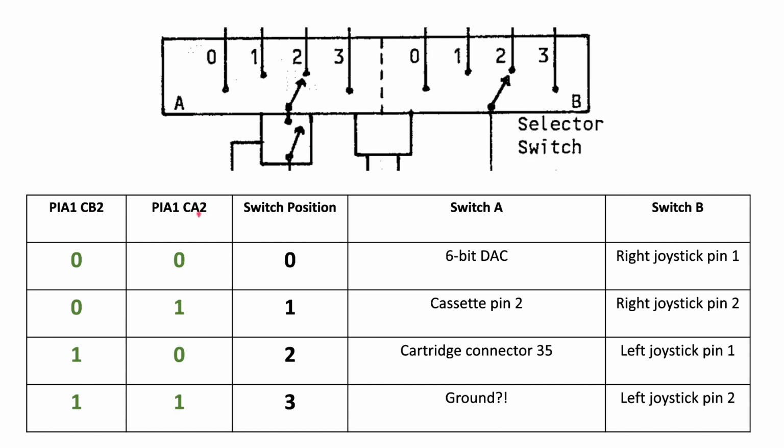And just to be clear, this A and this B are not this A and this B. They're totally separate concepts. CA2 and CB2 are just bits, so each of these only has two options. And so this little truth table here shows you how those two options become the switch position. So all we've got to do is figure out how to change the CB2 and CA2 signals on PA1, so we can get them both to be 0 and turn on the 6-bit DAC.